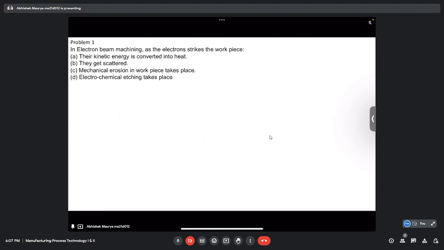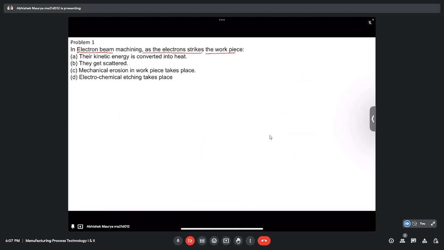Okay, let's start discussing. So in this problem it has been asked, in electron beam machining, as electron strikes the workpiece, and these are the options. First option is their kinetic energy is converted into heat. Second is they get scattered. Third is mechanical erosion in the workpiece takes place. Electrochemical etching takes place.